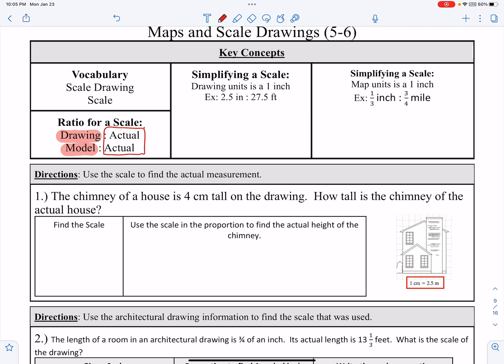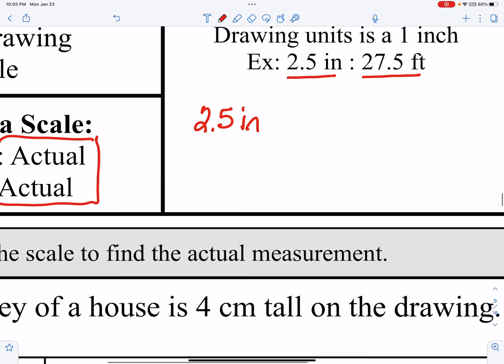So if you know something for every 2.5 inches on a drawing, or a like model car is actually 27.5 feet, we want to know what a simplified scale is, and that means 1 inch in the numerator and whatever the actual is in the denominator. Okay, and so I'm going to set up this proportion and write 2.5 inches over the 27.5 feet. And we're going to set it equivalent to what we want. So we want 1 inch in the top, and x feet is going to be our unknown variable.